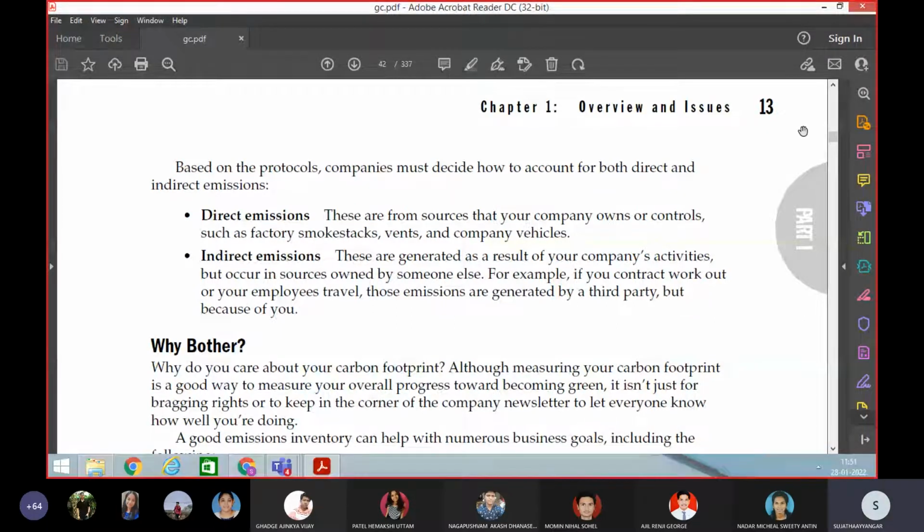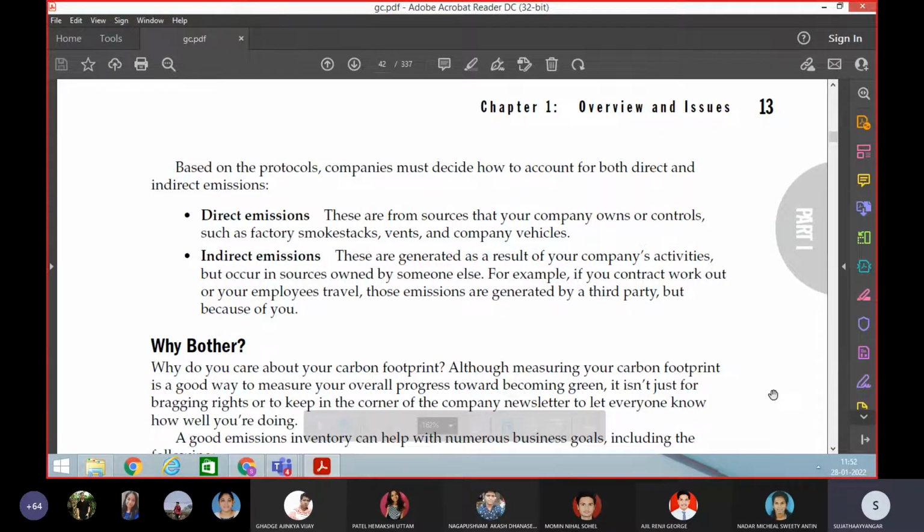But because of you, okay. So you have hired somebody and your project is done by someone else, but you have given the project to them. Though they are a third party, the emission is created by you. So that also comes under the emission. So for greenhouse gas emission, all this carbon dioxide emission we need to consider in order to calculate the carbon footprint.